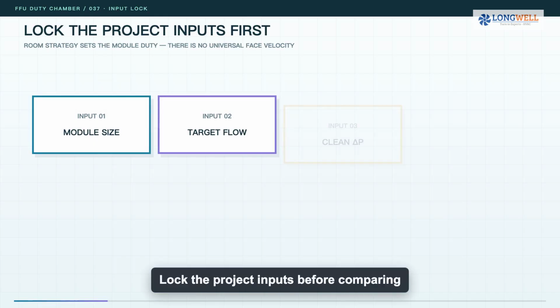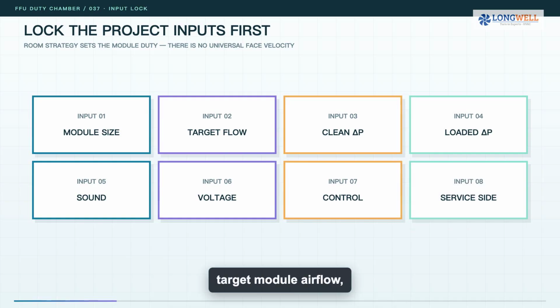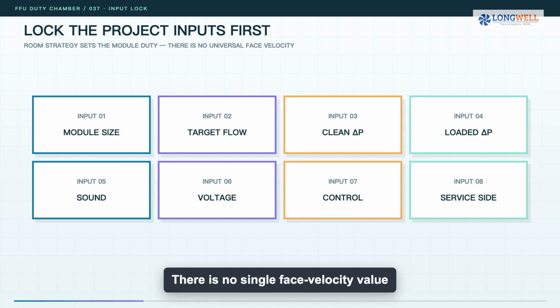Lock the project inputs before comparing products: module and sealing grid size, target module airflow, initial and final filter resistance, available external pressure, voltage, control method, sound limit and maintenance side. The room airflow concept and owner requirements define the target. There is no single face velocity value that is correct for every clean room.